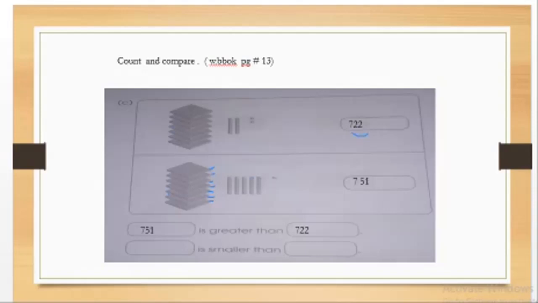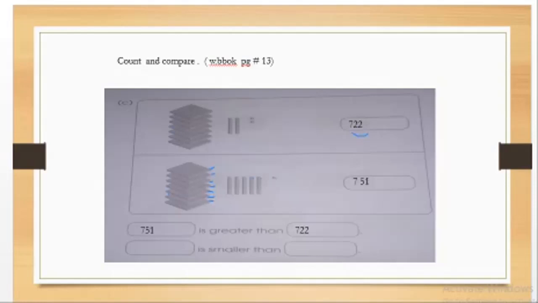Dash is greater than dash. They're asking about the greater number. So what is the greatest number? Yes, I know that all of my students know the answer. Yes. 751 is greater than 722. So you are going to write 751 on the first blank, and in the second blank you are going to write the number which is smaller.